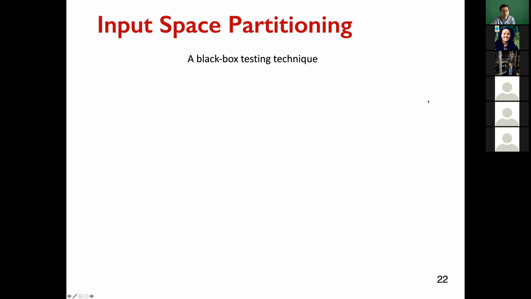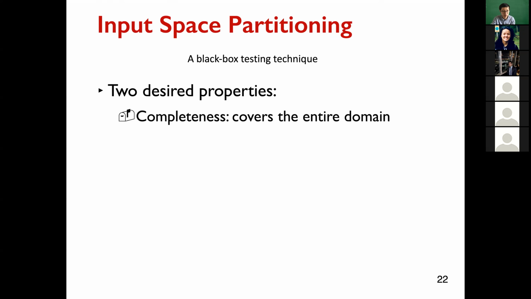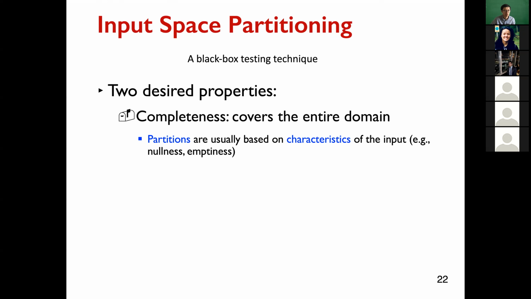So input space partitioning is the black box testing technique we just discussed. There are two desired properties, which we already discussed before, but I want to rephrase and reiterate them. The first one is completeness. We need to make sure that our partitions cover the entire input domain, right? The second is disjointedness. Partitions must not overlap. Okay.